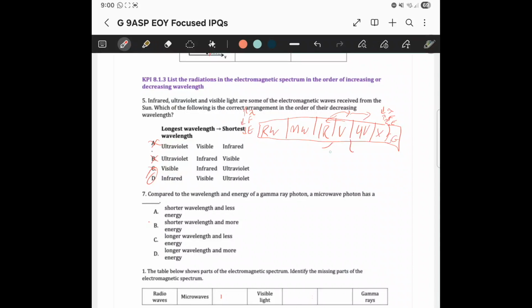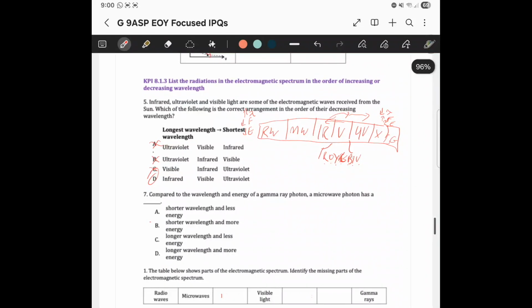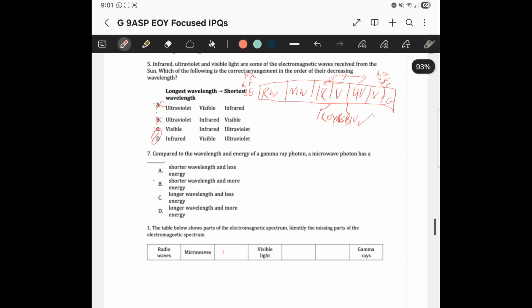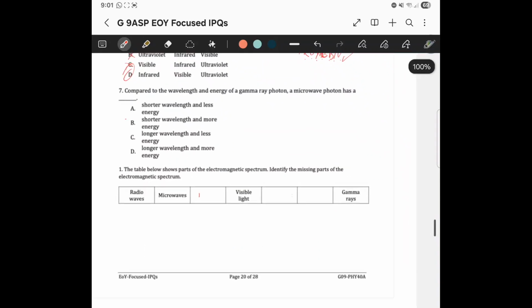And just a fun fact, inside this one we have Roy G. Biv. Red, orange, yellow, green, blue, indigo, violet. And they follow the same idea, bigger wavelength and so on. That will actually be more important in grade 10. You'll deal with that later.